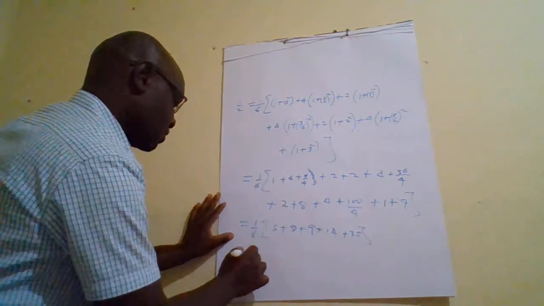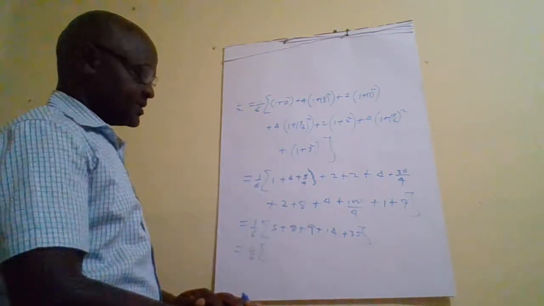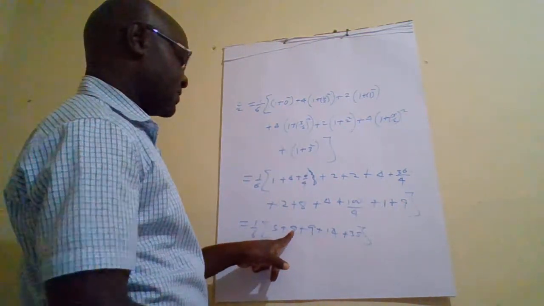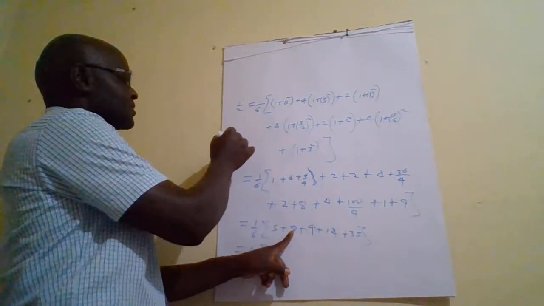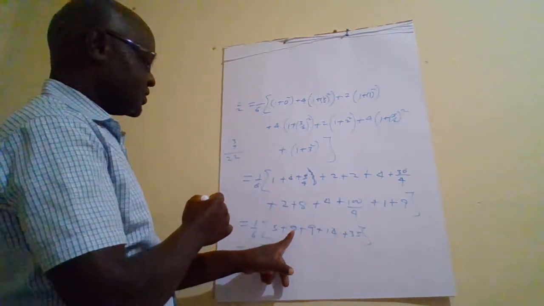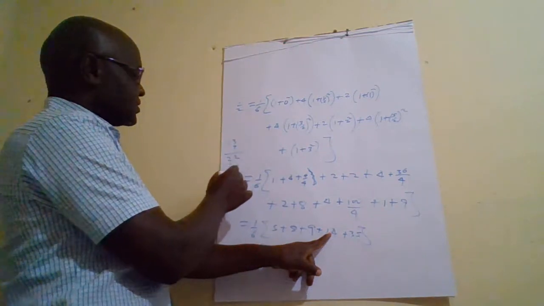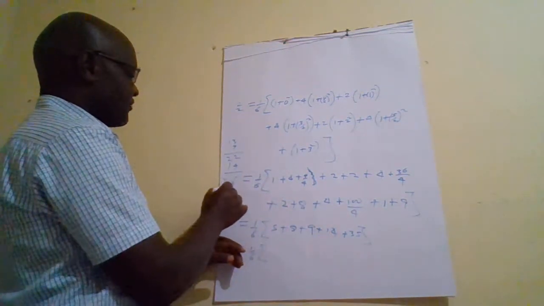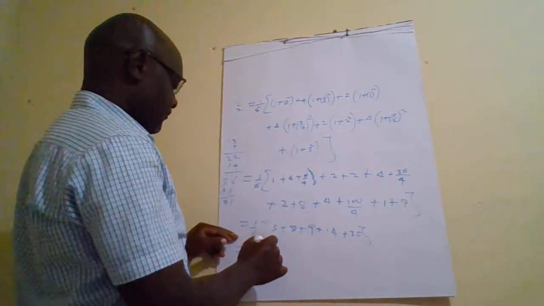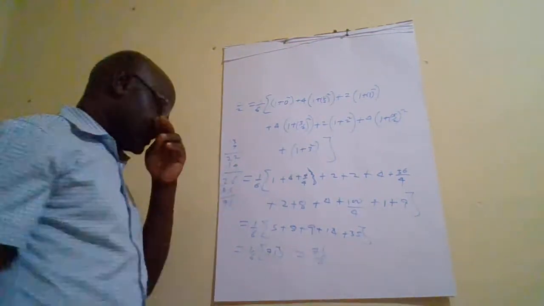So this equals to 1 over 6 into, 5 plus 8, that is 13, 13 plus 9, that is 22, 22 plus 14 plus 14, so we have 71. So this equals to 71 all over 6.